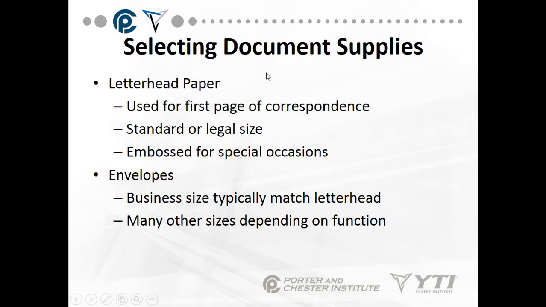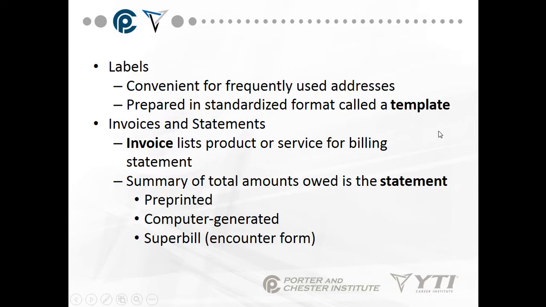Selecting document supplies. Letterhead paper is used for the first page of correspondence. It's either standard or legal size, and it may be embossed for special occasions. Envelopes are business type, typically match the letterhead, and many other sizes are available depending on the function. Labels are convenient for frequently used addresses, and are prepared in a standardized format called a template.